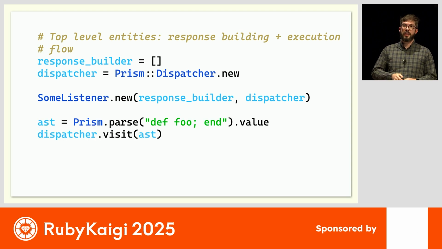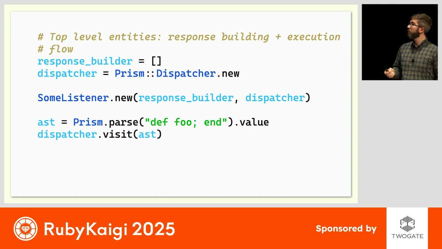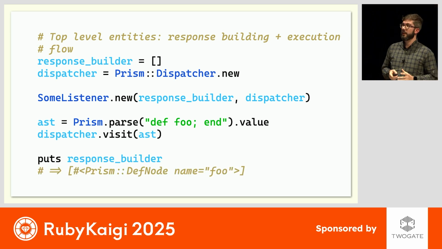We parse any string of Ruby code that we are interested in analyzing to get the AST back. And then when we visit using the dispatcher, we are going to traverse the AST. The events are going to be fired, which then invokes logic in the listener. And by the end of the traversal, the response builder will be mutated with, in this case, the definitions that we found for methods.